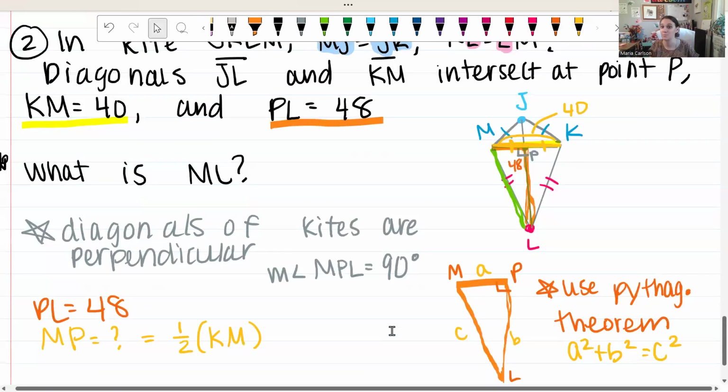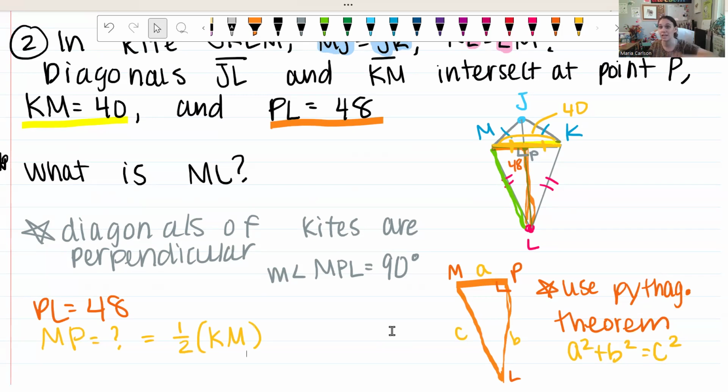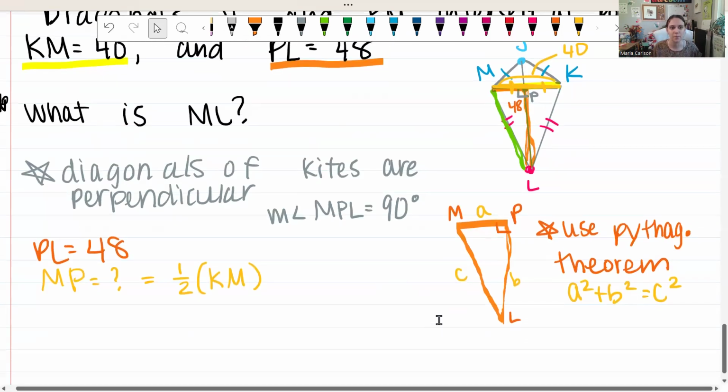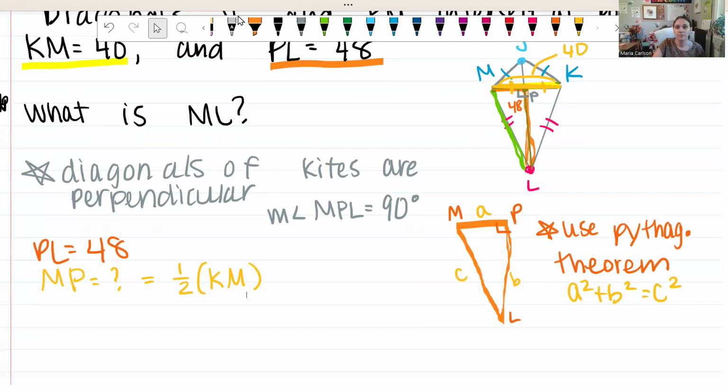I know that's the one that's being bisected because look at the other diagonal. The other diagonal, JP and PL, that makes up JL, those two halves are not congruent, right? And then of course the opposite angles here are the ones where the non-congruent sides meet up. So that would be at M and K. So the diagonal going across those angles is the one that is being bisected.